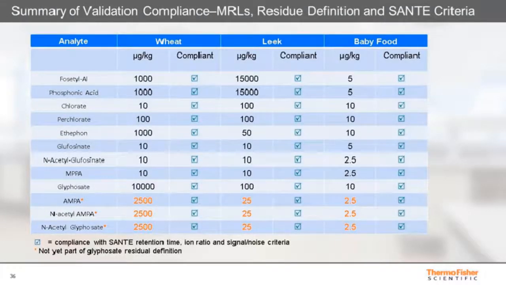So we have provided a lot of information. So what does it all mean now and into the future? We believe that we can meet the current EU maximum residue levels and residue definitions as well as the SANTE method validation criteria for all matrix analyte combinations tested. Furthermore, we are much closer to being able to meet the EU residue definition for glyphosate should the residue definition change in the future.